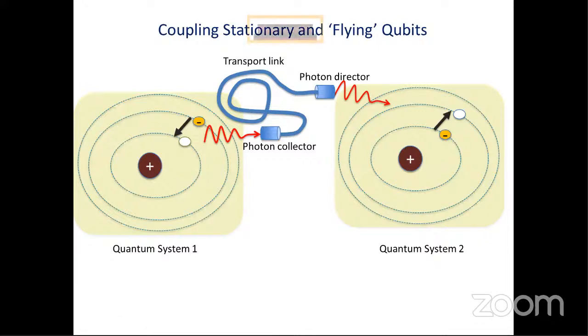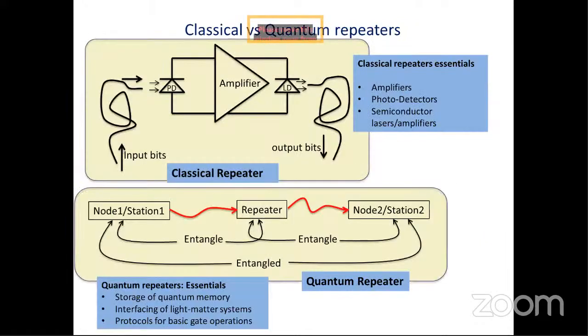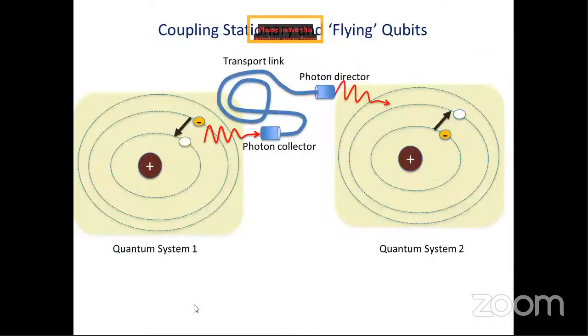Now, the coupling of stationary and flying qubits, which is essentially this interfacing of light-matter systems, works like this. I'm just taking an atom as an example; it could be any other quantum mechanical system. So you have a quantum system 1. If you have an electron in the excited state and it decays to the ground state, it is coherently driven to the ground state. There is an emission of a photon, which you collect efficiently and transport over a link. Then this photon goes and excites the atom from the ground state to the excited state in a different node. So this is the basic thing.